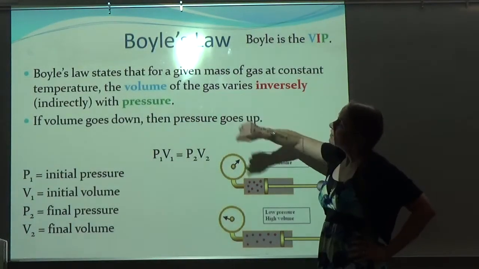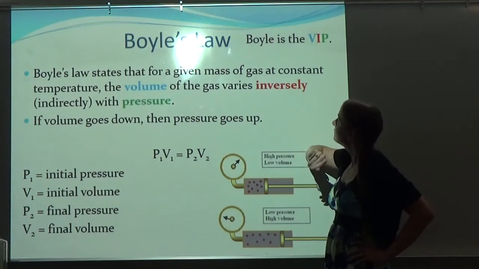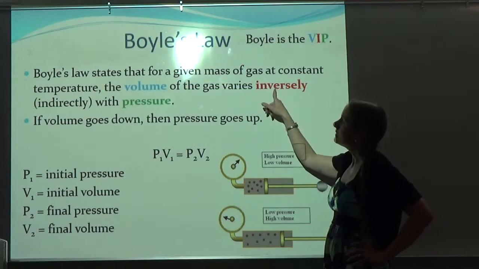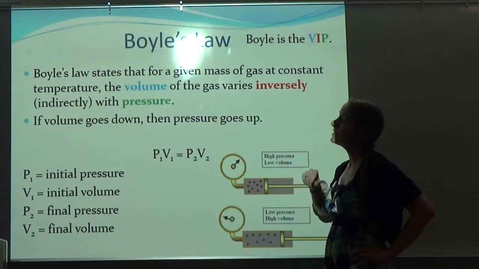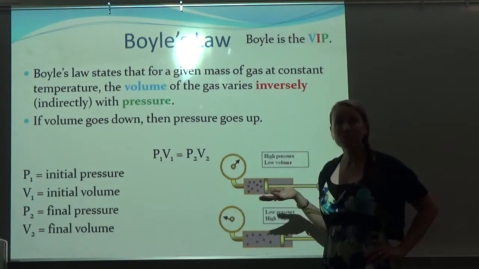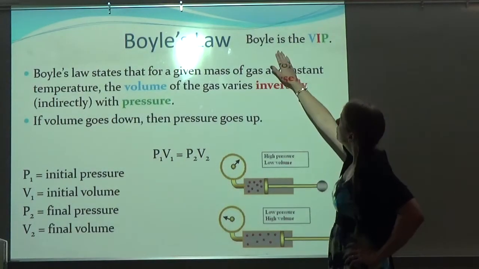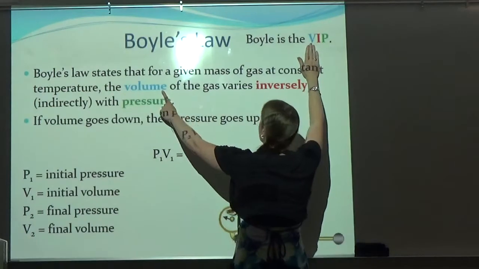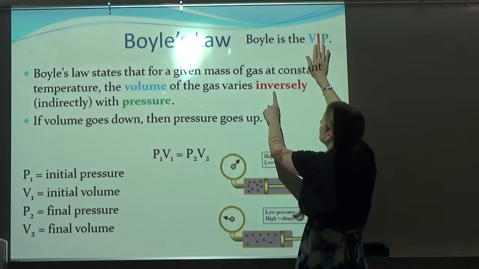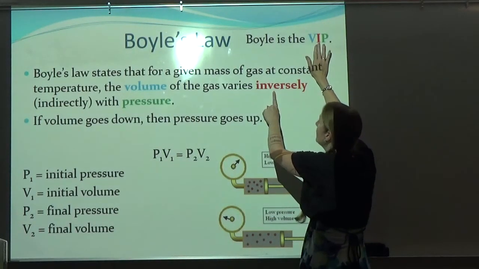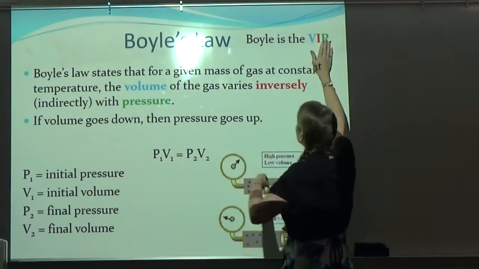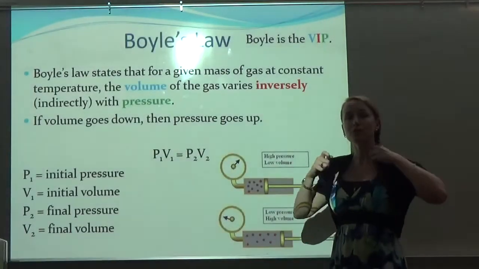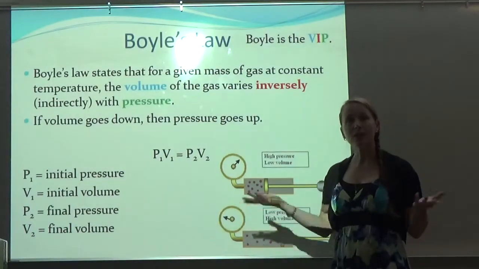Boyle's law states that for a given mass of gas at constant temperature, the volume of the gas varies inversely, or indirectly, with the pressure. I color-coded everything. Boyle is the VIP: V is volume, it varies inversely, that's where our I comes from, with pressure, and that's where our P comes from. So if you know Boyle is the VIP, you know Boyle's law states that volume and pressure are indirectly related.